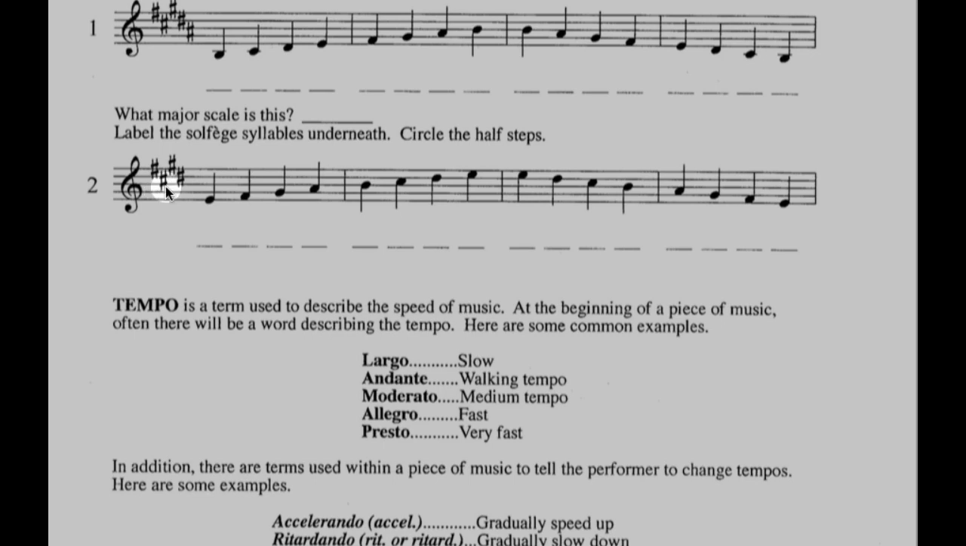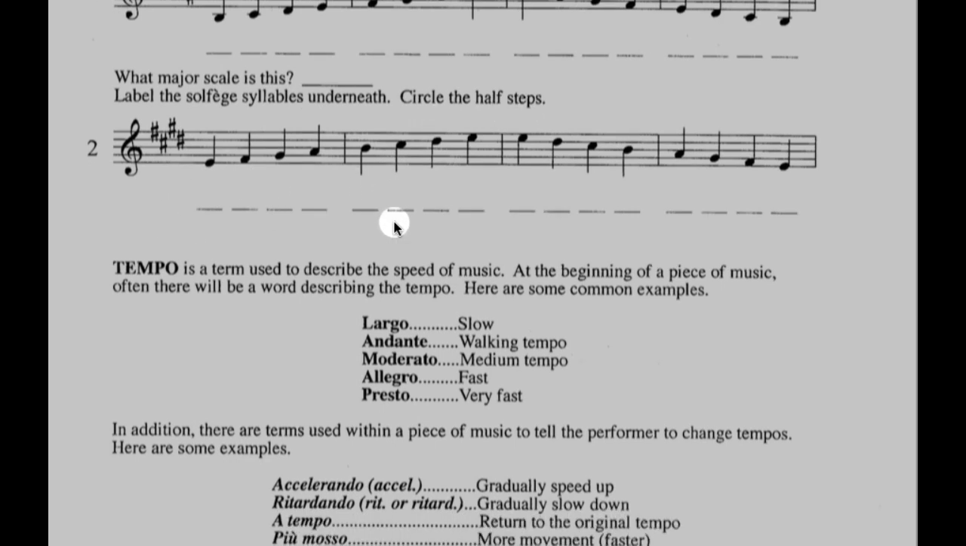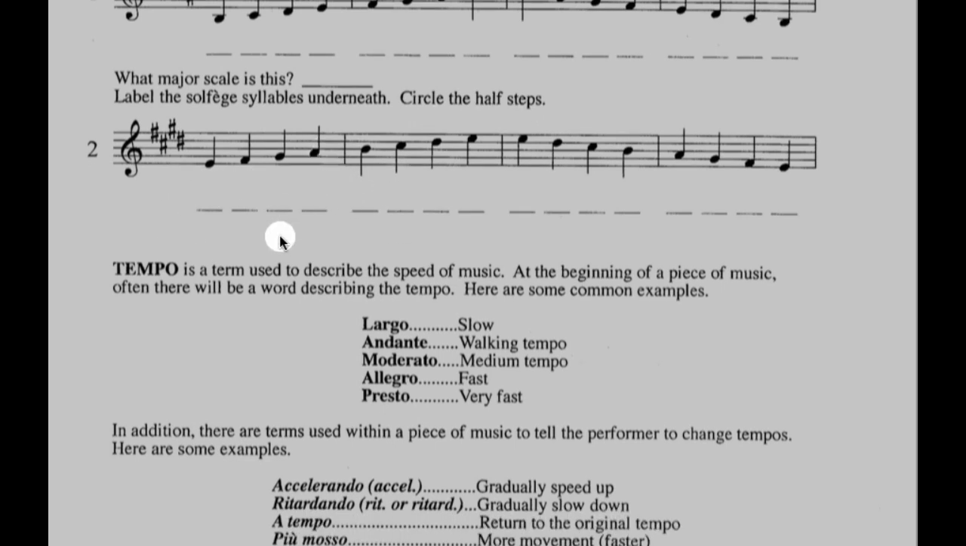All right, what major scale is this? What's a half step above D sharp? E. So E major. Label the solfege and do the same thing. Do, re, mi, etc. Circle the half steps, they're always between mi and fa and ti and do. On the way up, and do and ti, and fa and mi on the way down, same.